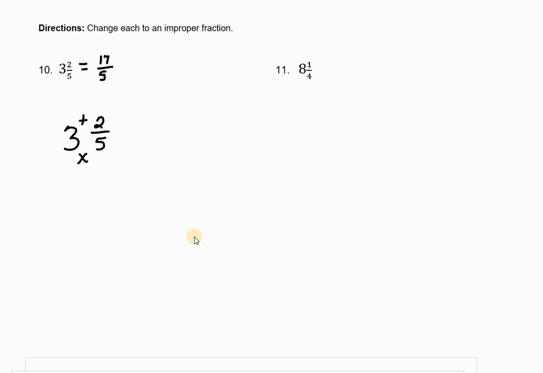All right, let me give you a second to try number 11. So pause the video and see if you can do that one on your own. Okay, again, we're going to start with the denominator. 4 times 8 is 32. Plus 1 is 33. So the answer here is 33/4.